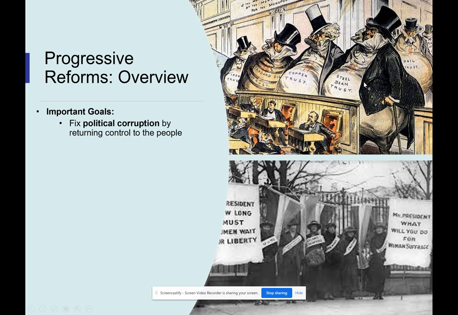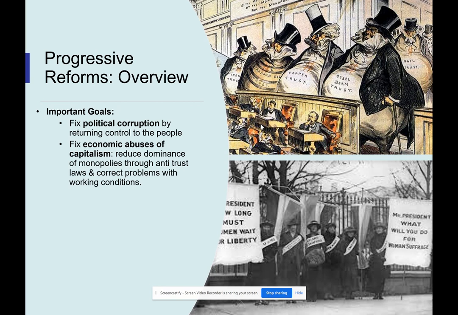It's called The Bosses of the Senate. These are the big trust guys. You can see how they have these really big tummies, which is a way of saying they have a lot of money and power, and they're overseeing the Senate, right? So the progressives were like, we need to fix this, and the way to fix it is to give power back to the regular people instead of these monopolists that have all of this power and control. Okay, so that was goal number one, fix political corruption.